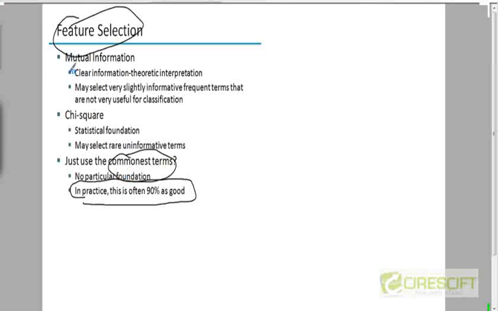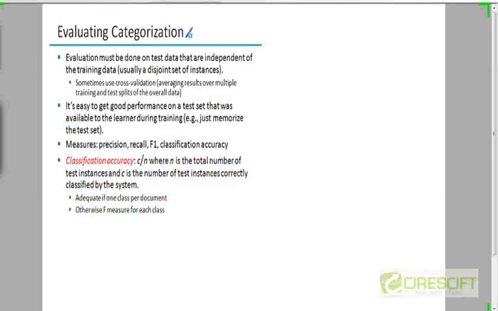There are more complicated ways to do feature selection, which we are not going to talk about. You can read about it in the book if you are interested, but just as a rough heuristic, we drop the terms that are very rare, and we can ignore words like the and all, which don't help us distinguish between classes. Any questions? These are the concepts associated with naive Bayes.